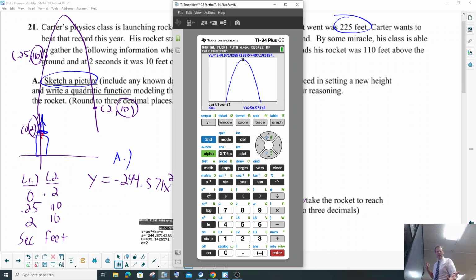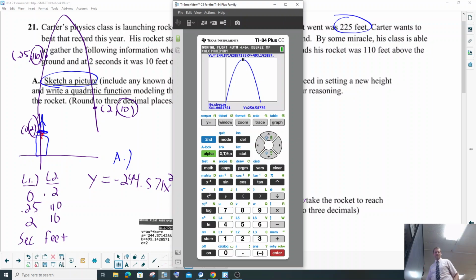Okay, so that's asking for a left bound. Go to the left of the maximum, right? Go to the left of the vertex a little bit. So right about there. Push enter. Now it's asking for a right bound. So go a little bit to the right. Push enter, right bound, push enter. Now it's asking for a guess. So you're going to guess right about there. And then push enter. Boom!